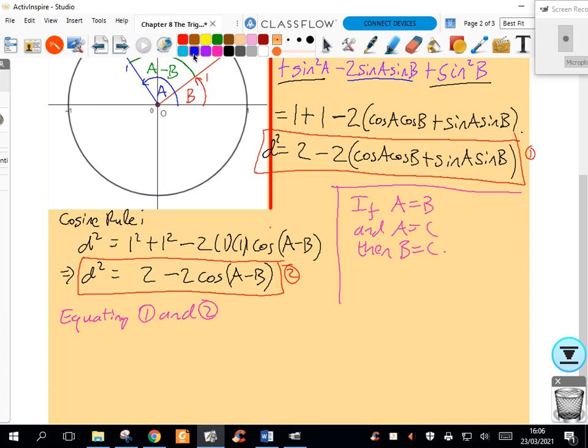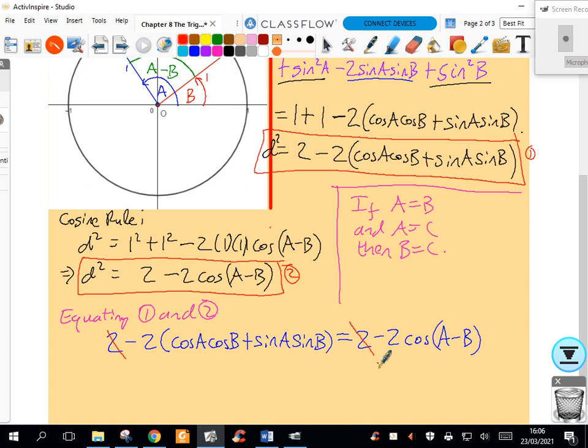So from 1, the right hand side is 2 minus 2 times cosine a cosine b plus sine a sine b, and that has to equal the right hand side from the second equation, which is 2 minus 2 cosine of a minus b. So just 2 more steps. We're going to subtract 2 from both sides, which will lead to cancellation there. And then I'm going to take what remains on both sides and divide by negative 2.